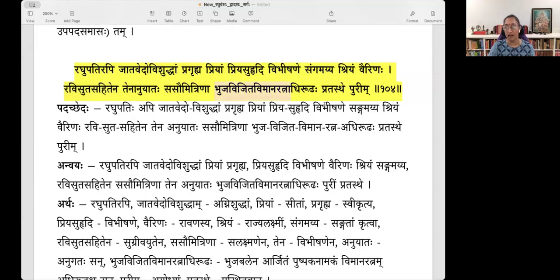Bhuja Vijita Vimana Ratna Adhirudhaha, Purim Prataste. He started towards Ayodhya Puri, his city, climbing on to the Pushpaka Vimanam, Vimana Ratnam. Ratna here is a word meaning the best. So the best among the Vimanas, the best among the aerial vehicles. He climbed onto that Pushpaka Vimanam, which he had won over using his prowess, Bhuja Balena Vijitam Vimana Ratnam.